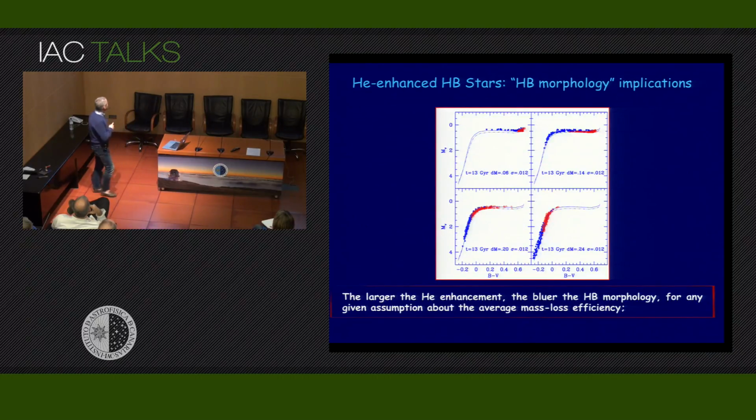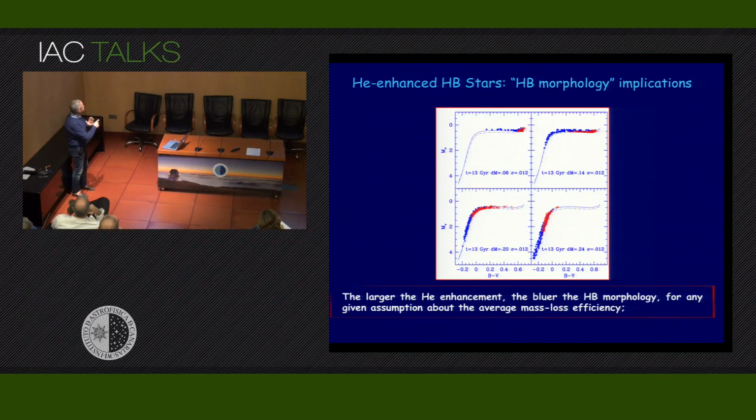You can see here these are synthetic horizontal branch models. The red points correspond to canonical helium horizontal branch stars, and the blue points correspond to helium-enhanced horizontal branch stars. In the different panels, we are assuming the same efficiency of mass loss for both the helium canonical and helium-enhanced stellar models.